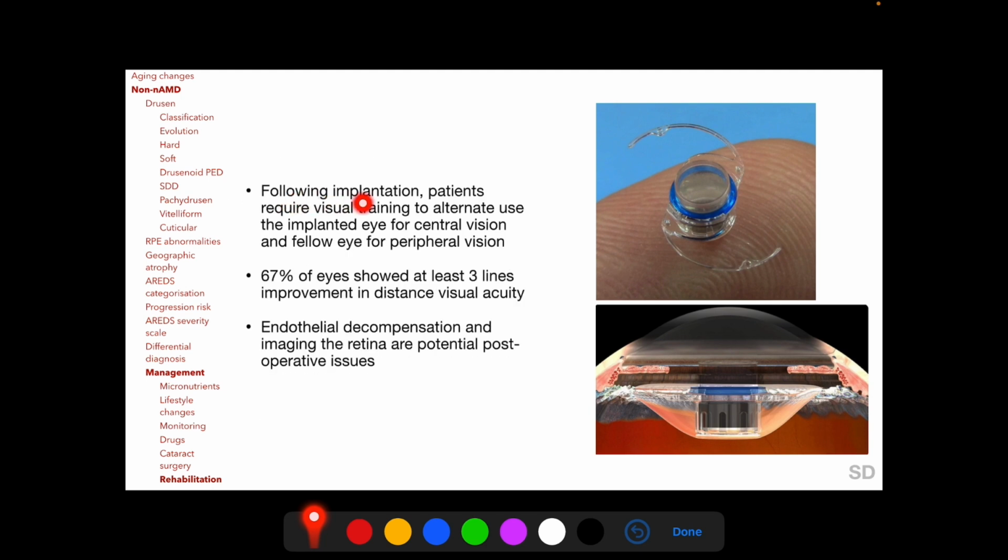And following implantation, patients require visual training to alternately use the implanted eye for central vision and the fellow eye for peripheral vision. Endothelial decompensation and imaging of the retina are potential post-operative issues.